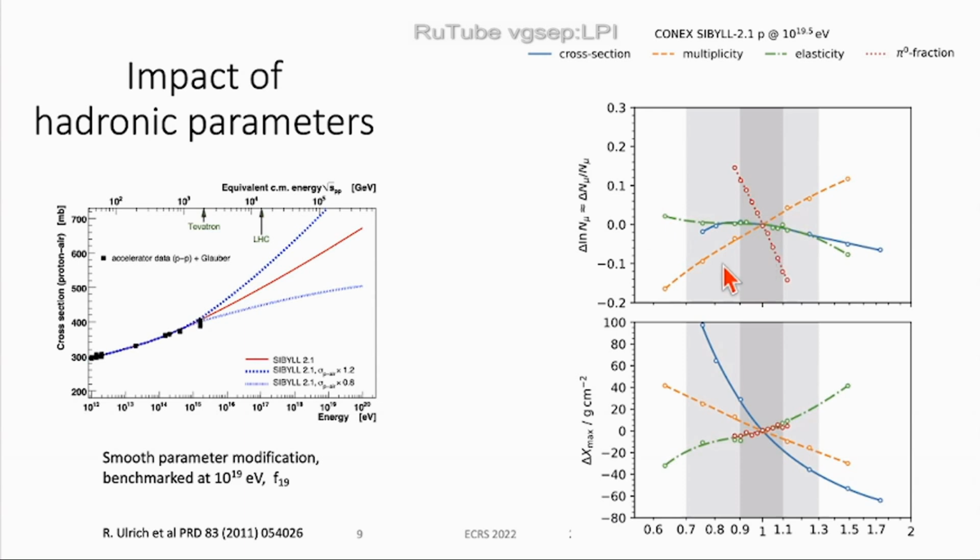So you can study what is the impact, for instance, on the number of muons and on X max. So in X max, for instance, the cross-section changes the X max a lot. Of course, we know it. And for the number of muons, for instance, if you change the fraction of pi zeros, then you put more hadronic particles, and then you also change the number of muons.